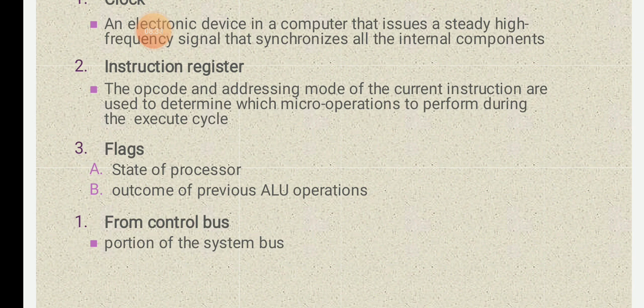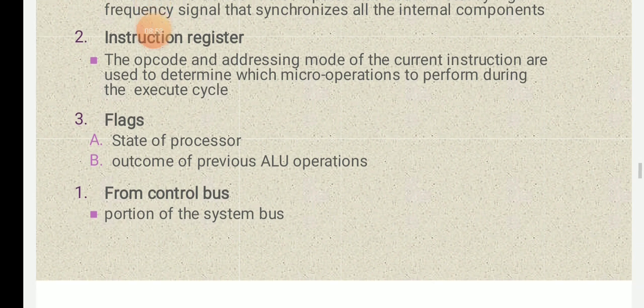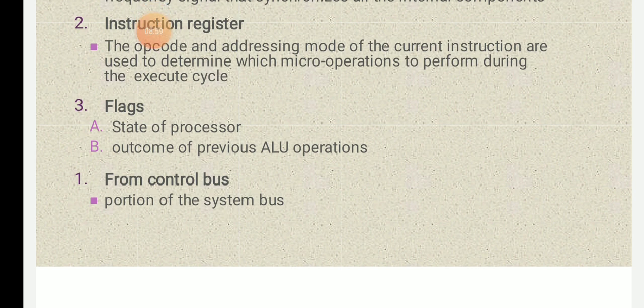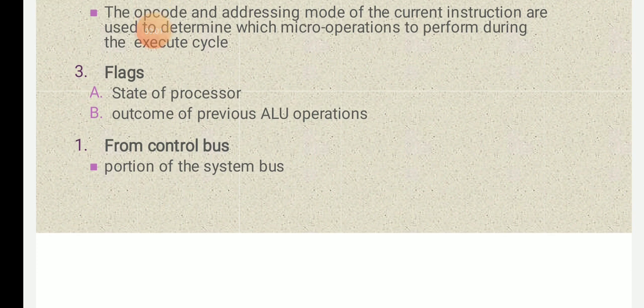Here the instruction register is divided into two parts: the opcode and the addressing mode. The opcode and addressing mode of the current instruction are used to determine which micro operation to perform during the execution cycle. Next, flags. They hold the state of the processor and the outcome of previous ALU operations. So that is the flags. And the next one is from the control bus, a portion of the system bus.